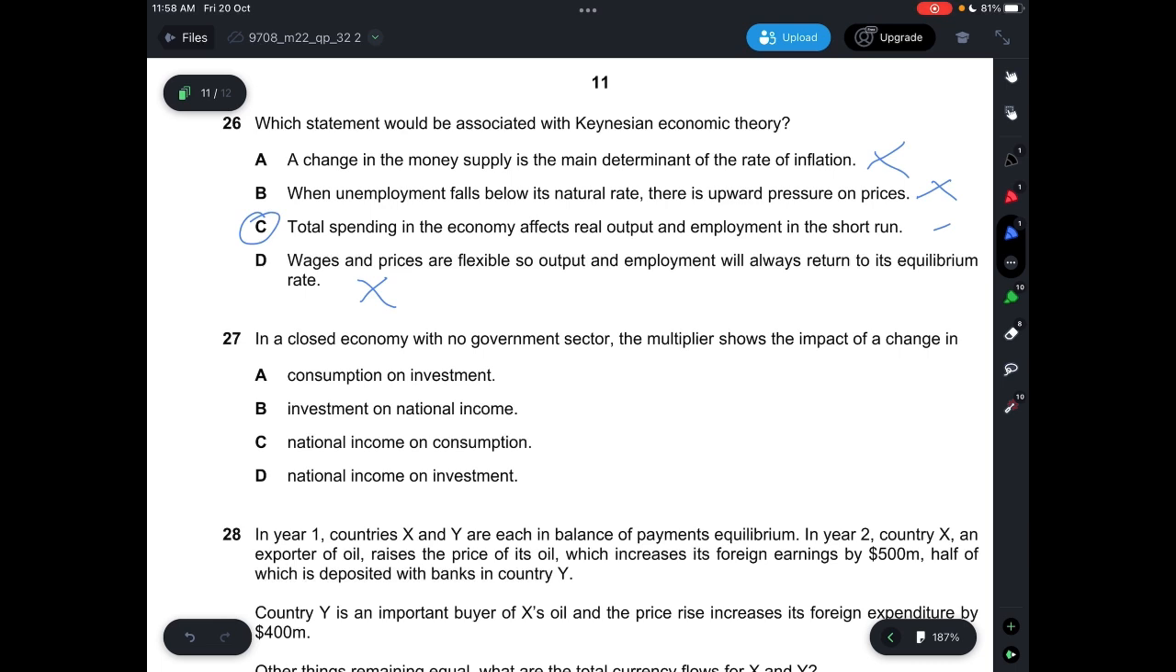So here the multiplier is basically about investment and national income. If it's not okay, because this is talking about the multiplier, we're talking about injections here. If it's about consumption, it's incorrect because that's not included in the injections. And if it says national income on investment, that's the accelerator effect. So it's B.